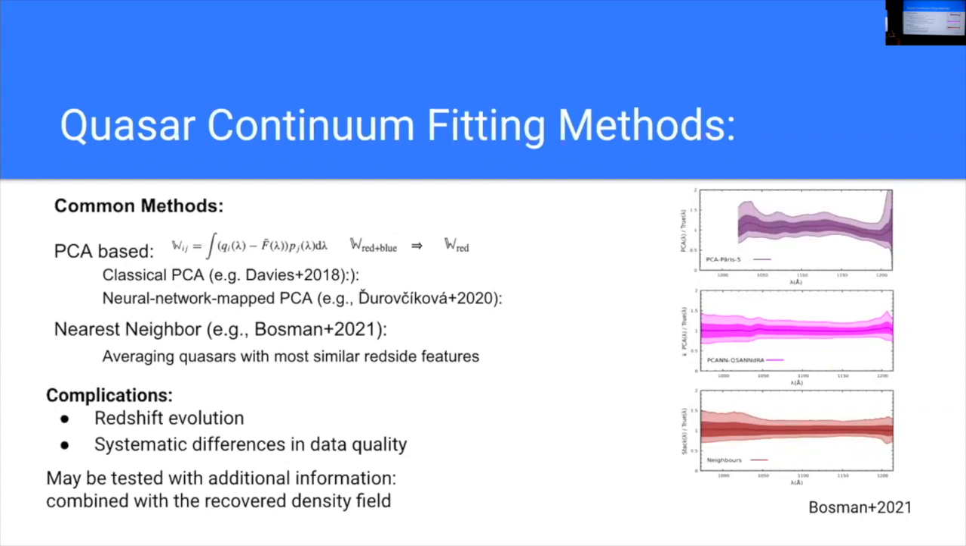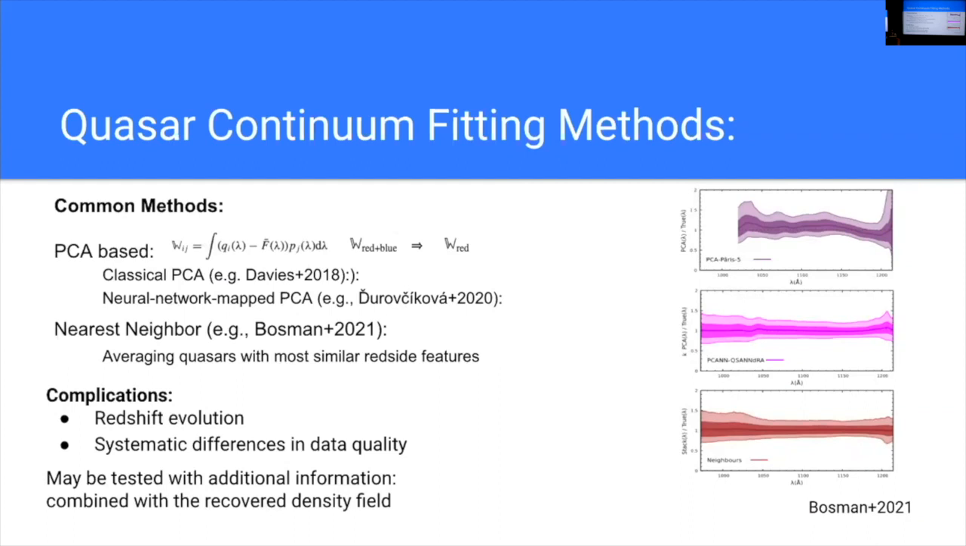I'm currently thinking about adding the recovered density field as additional information to somehow collectively fit the data, or to test both the fitting and the continuum estimate, how well the continuum fitting is, and that's it. Okay, thanks. Any questions?